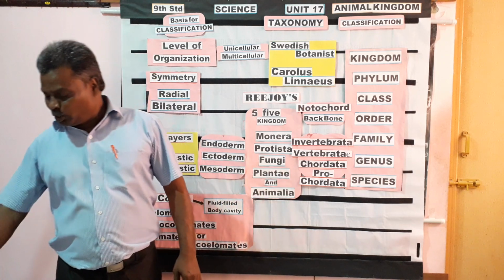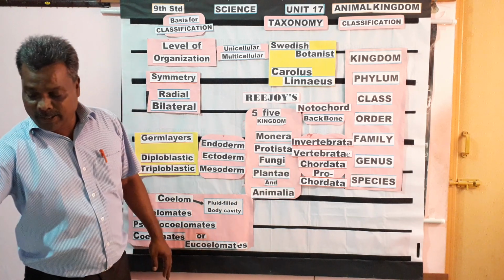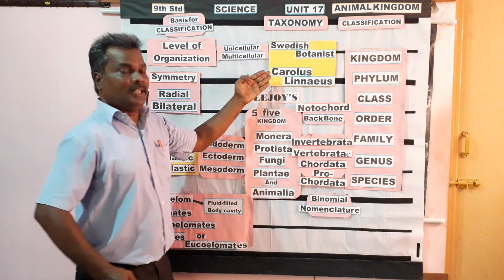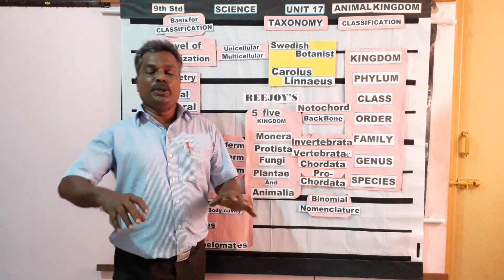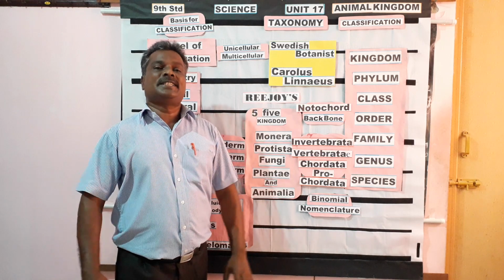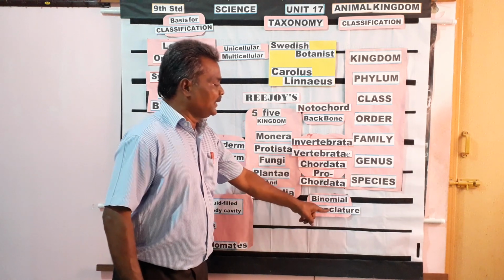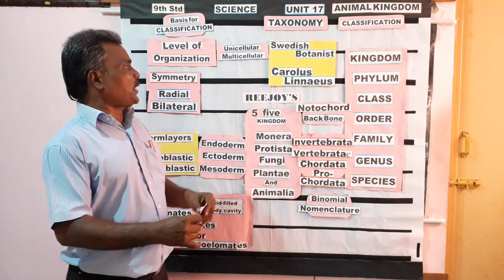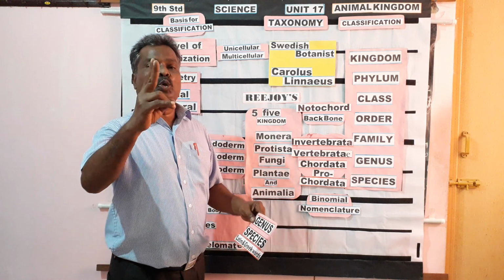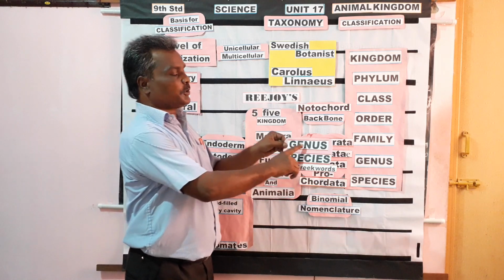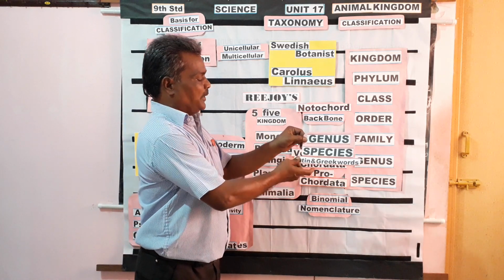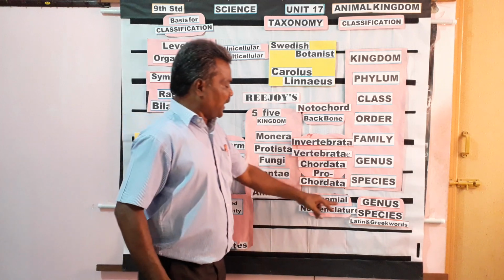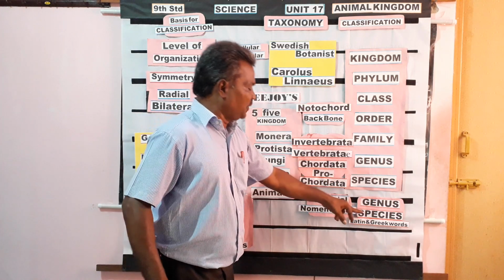Now, let us move to binomial nomenclature. The Swedish botanist Carolus Linnaeus introduced a new type of naming animals that is called binomial nomenclature. In this binomial nomenclature, Carolus Linnaeus used two names. First name belongs to genus, second name belongs to species. These are taken from Latin and Greek words.